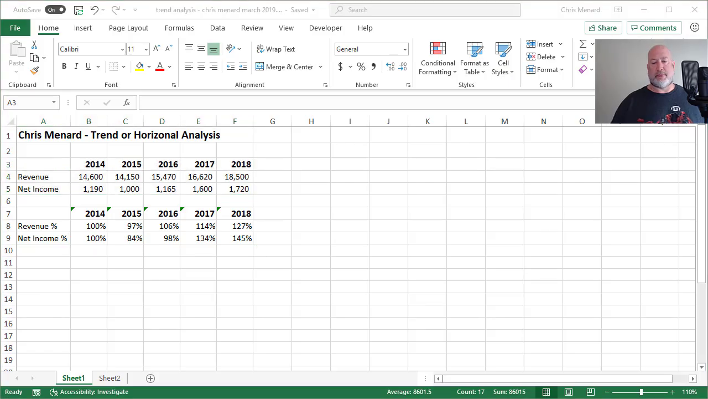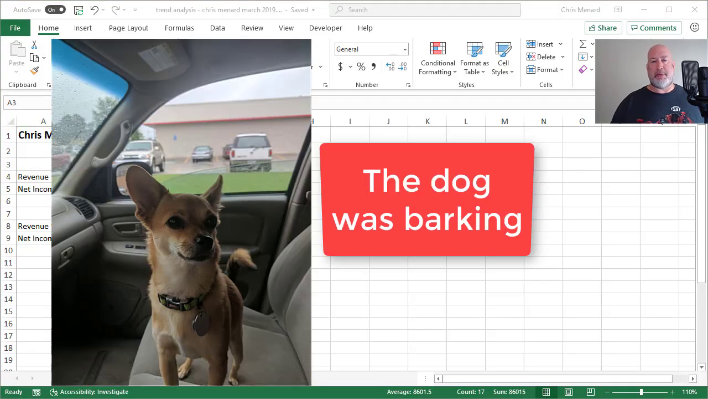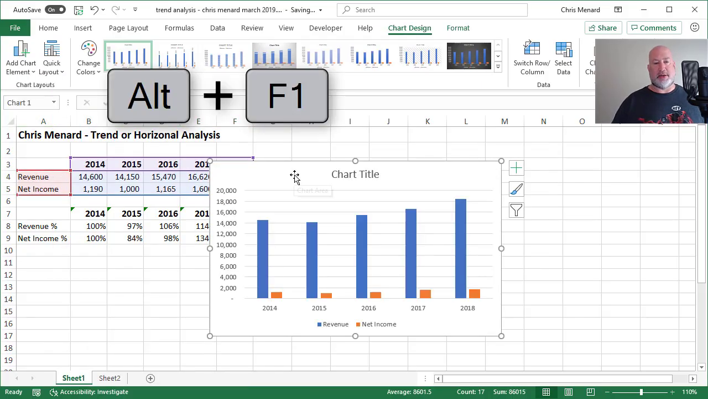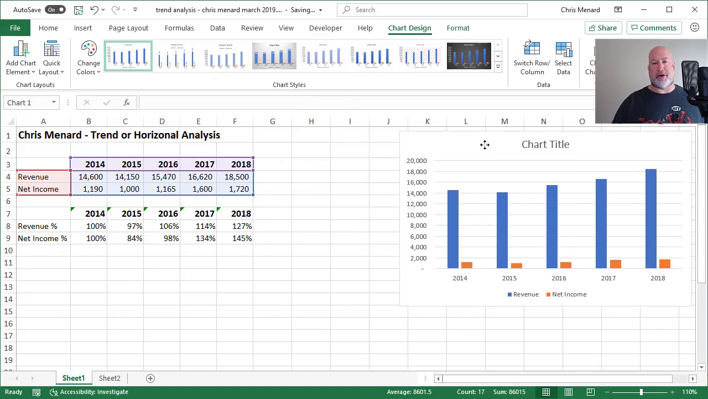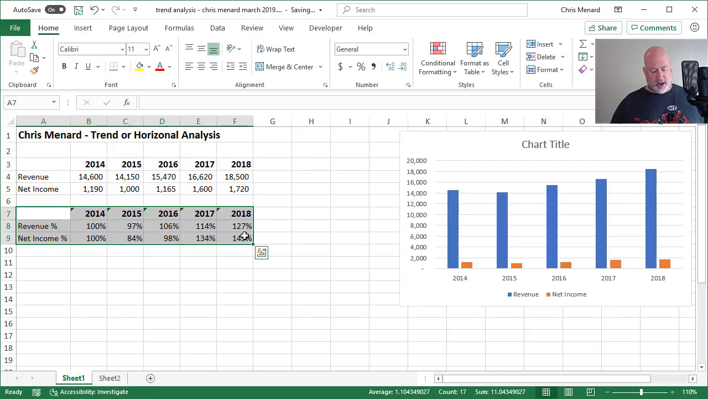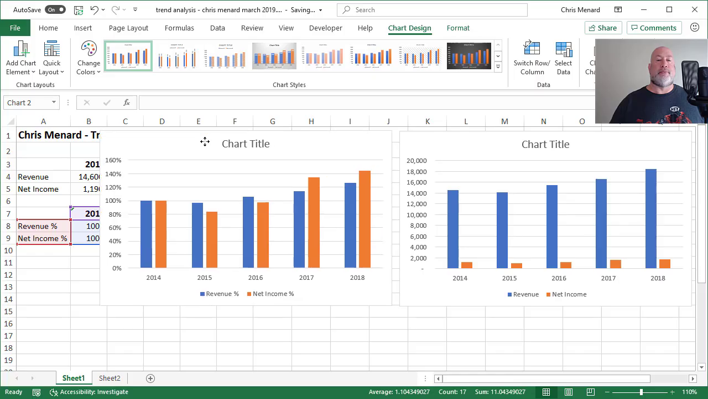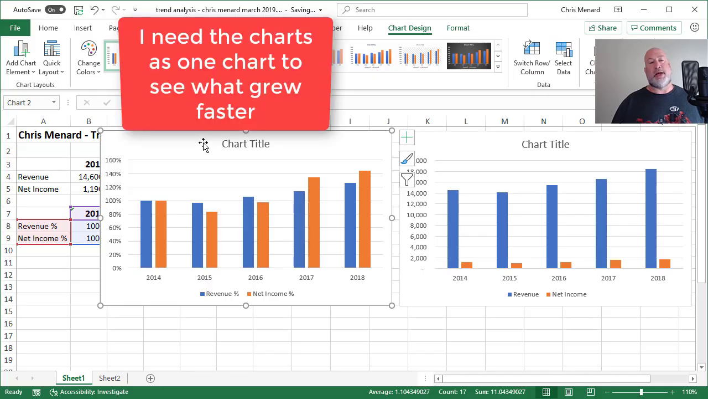Select my data. So let me create a chart of this data. I'm going to select the first range, Alt F1. There is a column chart. Put it over here to the right. Next range, highlight, Alt F1. So on the left are the percentages as a column chart, on the right are the numbers, but I just want to put them together.